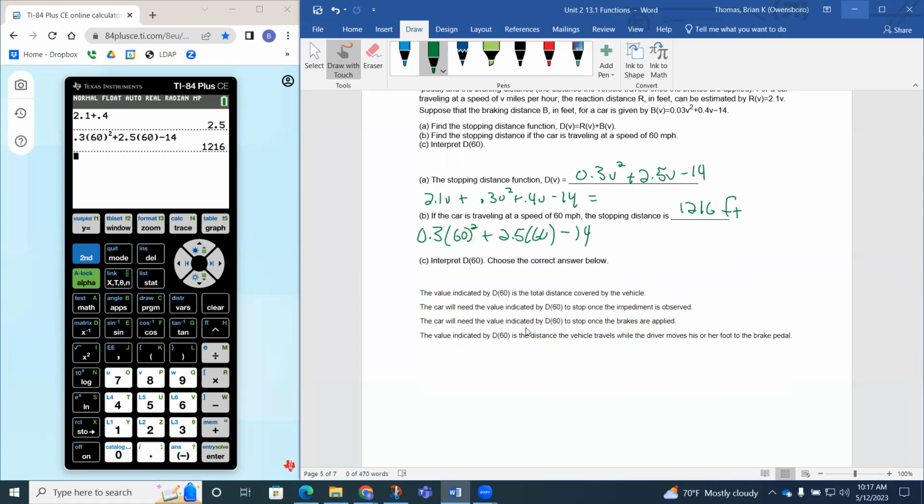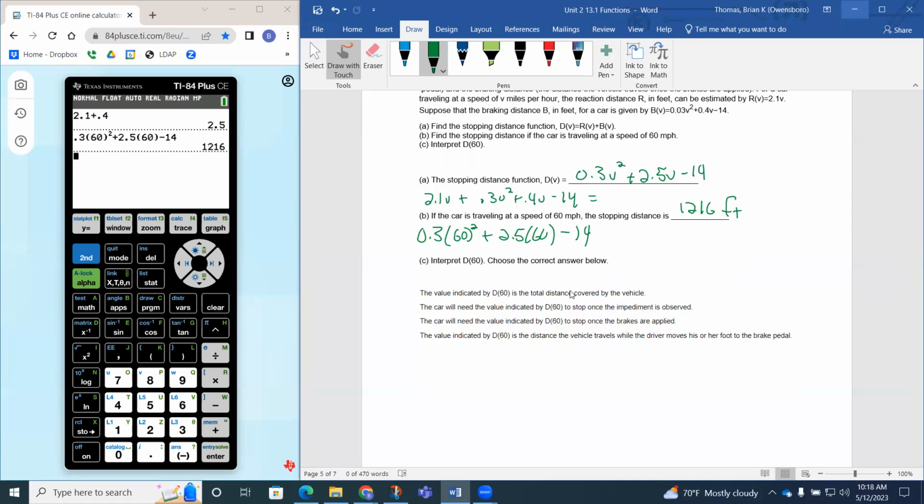The car will need the value indicated by D of 60 to stop once the brakes are applied. So remember, D actually involves two things, reaction and brakes. So that one's out. The value indicated by D of 60 is the distance the vehicle travels when the driver moves his or her foot to the brake pedal. Remember, that's only the reaction distance, so that's not the same thing.